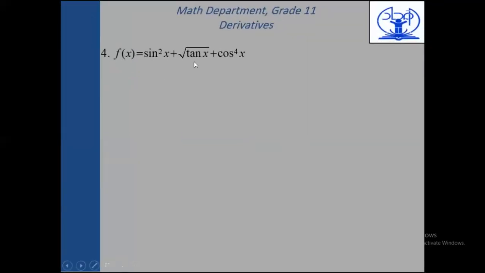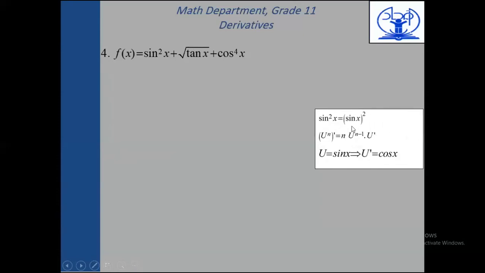Again, sine squared x plus radical tangent x plus cosine to the power 4 of x. As I mentioned before, the most critical issue for students to know how to derive is to know how to match each term with the specific form. Sine squared x matches which one of the rules? Actually, sine squared x is nothing but sine x all squared, which means that it's in the form of u to the power 2. So that's 2u to the 1 times u prime.